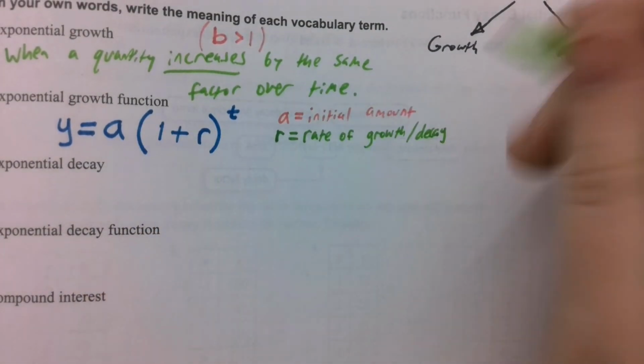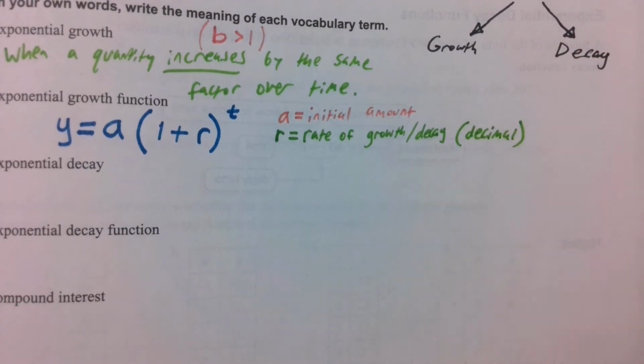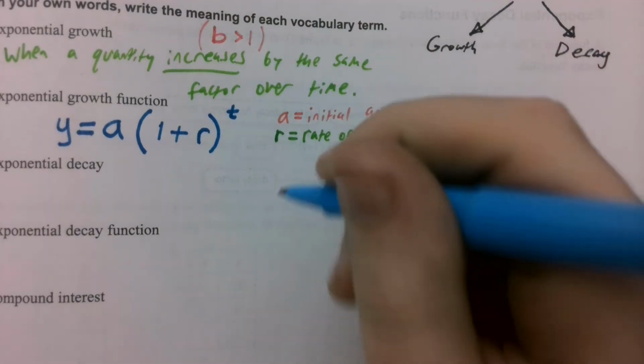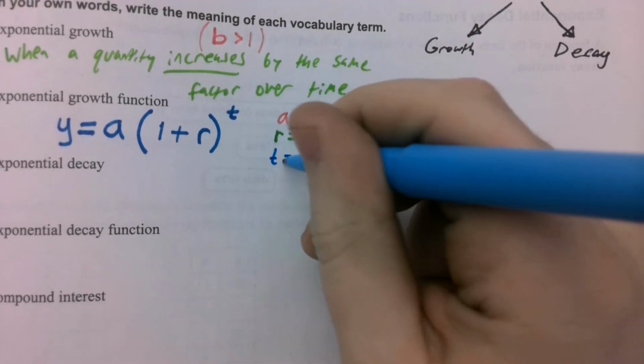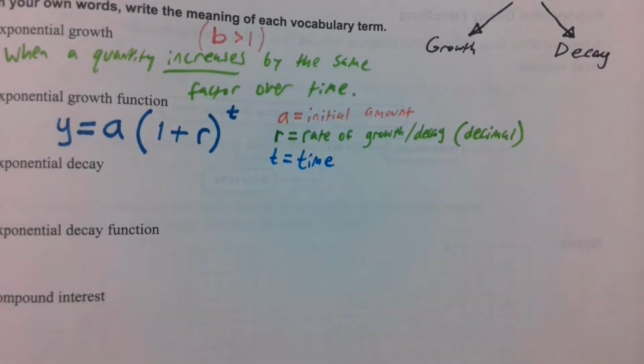And the important thing is, our rate cannot go in here unless it is a decimal. So remember how we turned 17% into 0.17? It has to be that way. It must be a decimal. Finally, our t, you may predict, is time. When we're talking about exponential growth and decay, we are talking about it in terms of time. Your time can be minutes, or hours, or seconds, or days, or years, or decades, or eons, but it has to be a unit of time.